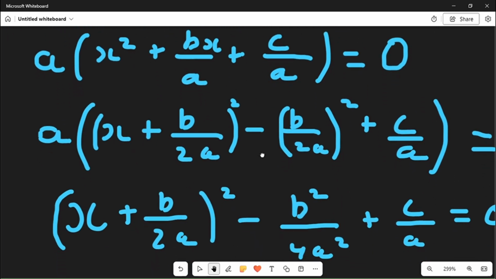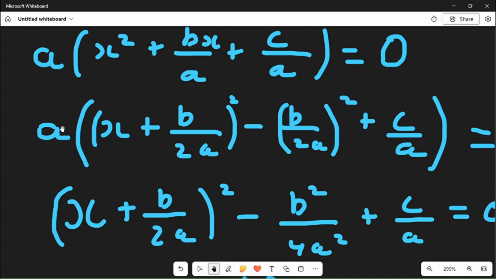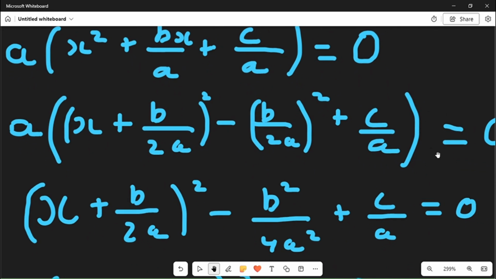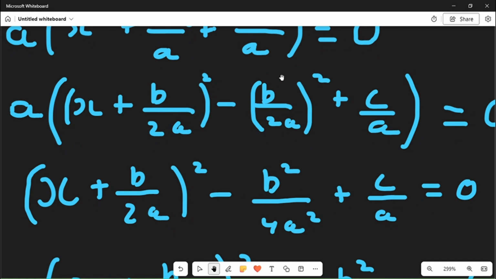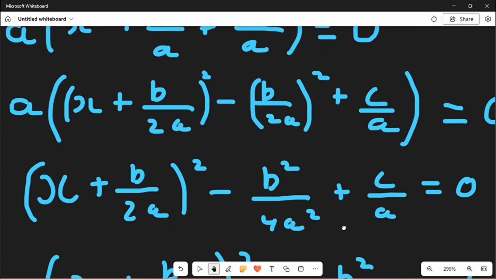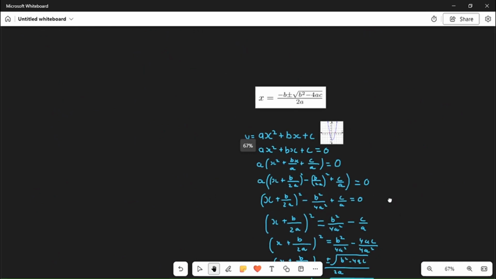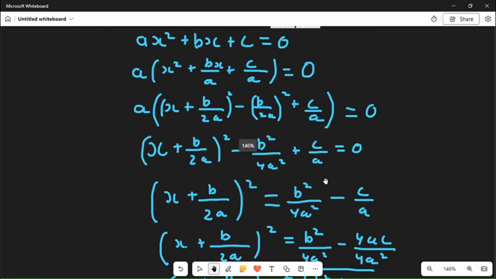Then in the next step, we just divide out by a, which does nothing. 0 divided by a is still 0. And then we square this, so it's going to be b squared on 4a squared. So our goal is to find x.